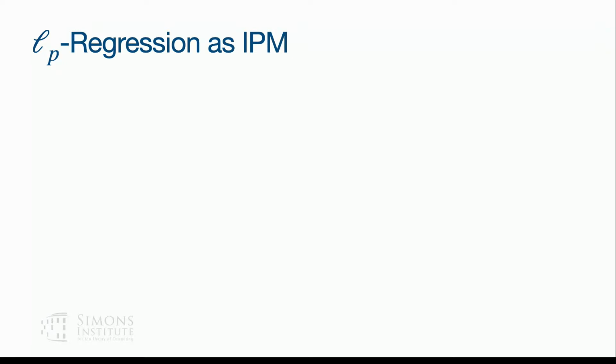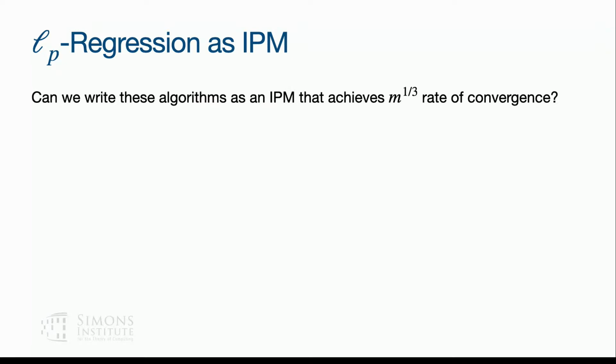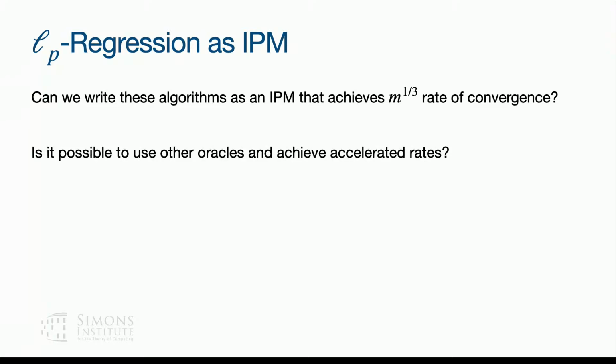Maybe one way to think of finding faster IPMs is if you could write these algorithms as an IPM. Because we know there exists an m to the 1/3 high accuracy algorithm, you could ask if you could write this as an IPM or something. The other question is, instead of solving linear systems, can you use some other oracle, like solving a 10 norm, and achieve accelerated rates? So far, we only know how to achieve this non-accelerated m to the 1/p minus 1/q, and you may ask, can you accelerate that?